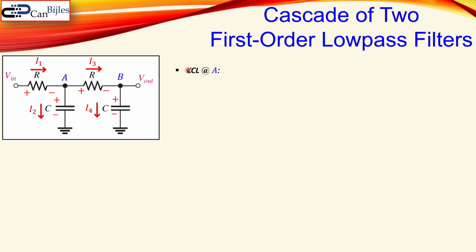Let's first start with KCL, which is Kirchhoff's current law at node A. That means I1 is equal to I2 plus I3. What is I1? Everything is of course in the frequency domain here, so that means Vin minus VA over the resistor R, that's actually shown here, this is this current. Then we have this current, which is VA divided by the reactance of this capacitor, which is 1 over sC, and we have also this VA minus VB, which is also Vout, so we can write it down like so, VA minus Vout over the resistor R.